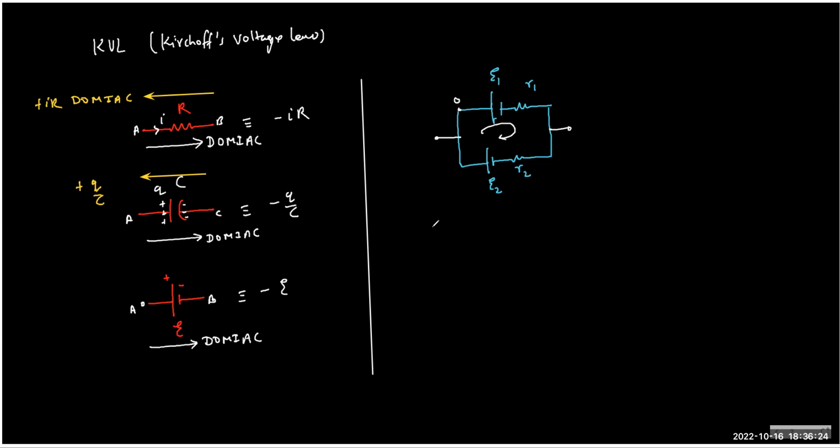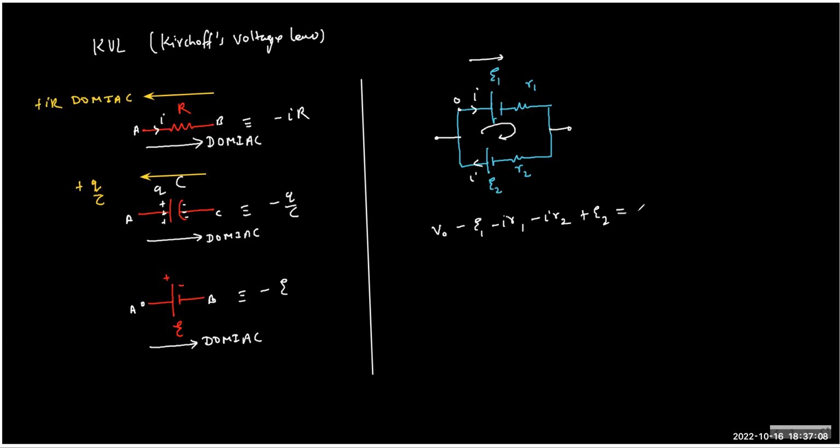Starting at O, we have no idea about the potential, so let's call it VO. Then walk right. When you walk right, you will face the cell first. Drop or rise? Drop of value E1. Let's assume the current as I in the same sense. Then across R1, will potential drop or rise? Drop. Then across R2, drop again, and across E2, it will rise by E2.